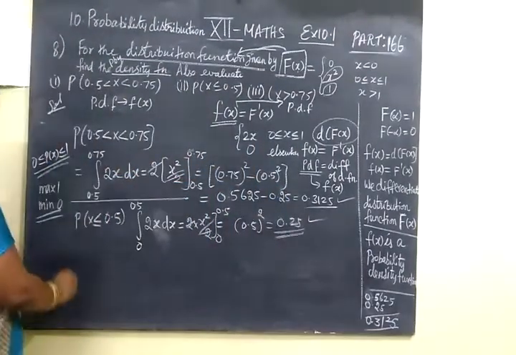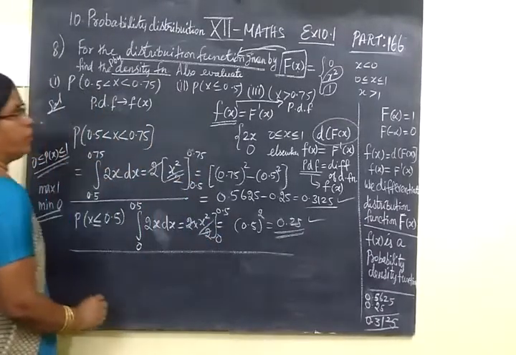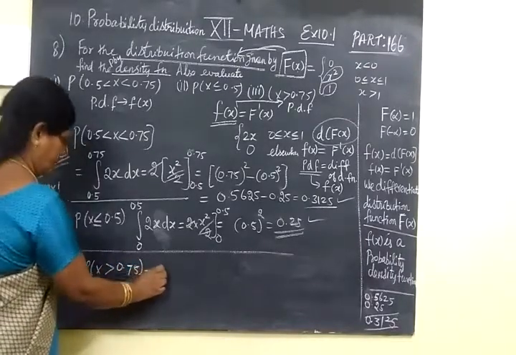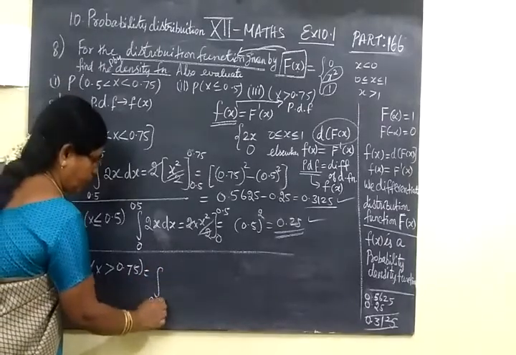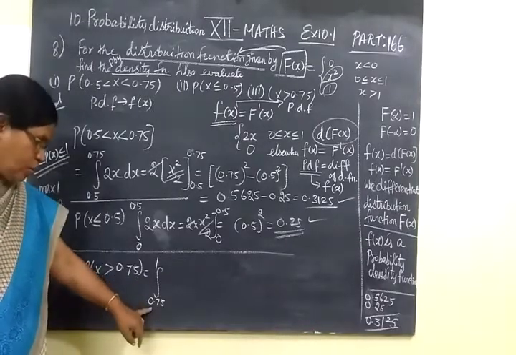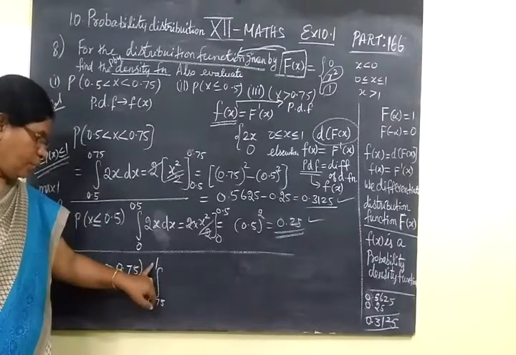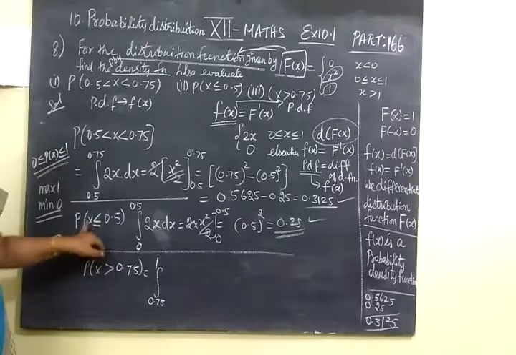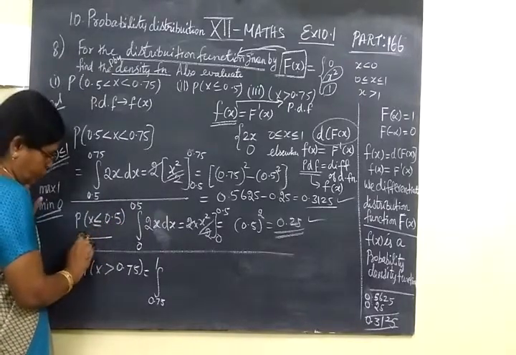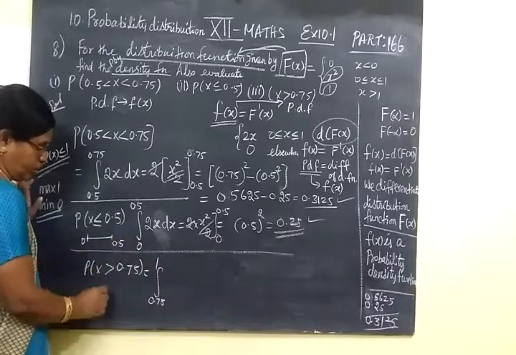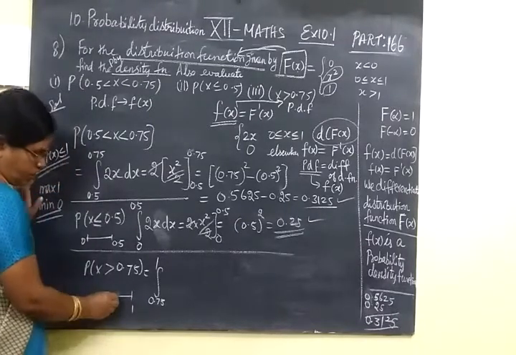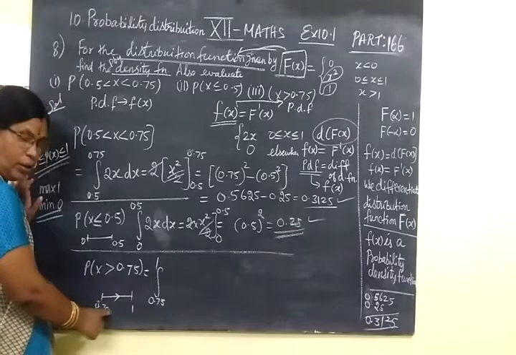Then the third one. This part is over. Then P of x greater than 0.75. Maximum number is 1. So lower limit 0.75, upper limit 1. Here the lower limit is 0 because x is less than or equal to 0.75. So on this side you have 0, then this side 0.75. Here greater than 0.75, so 0.75, then the maximum value is 1. It goes from 0.75 to 1.